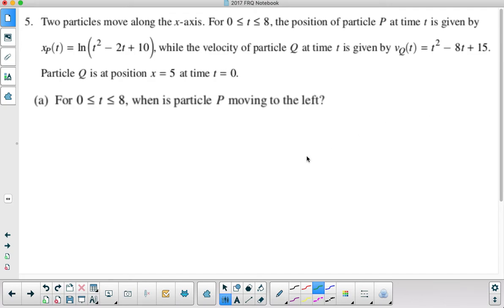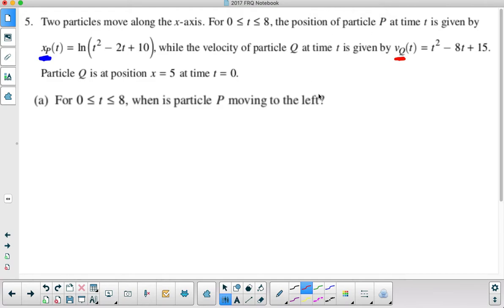Number 5, 2 particles move along the x-axis. One thing you have to really keep track of here is that for particle P, we're given x, which means P is given for position. That's what x is, position. For particle Q, we're given velocity. So just keep track of that while you're working through these problems, because you kind of flip-flop back and forth when we're finding different things, like where is it in position, is it moving left or right, or whatever.